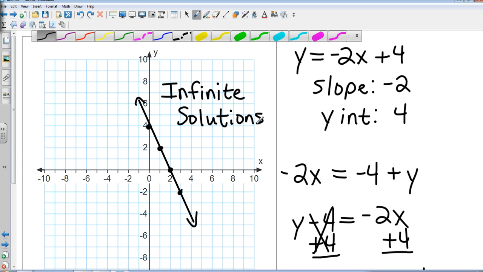So just to recap, you could have one solution if they intersect each other one time. You could have no solution if they are parallel. And you could have infinite solutions if it's the exact same line. Okay? So this is chapter 6, section 1. And we got about 10 minutes worth. So that is it.